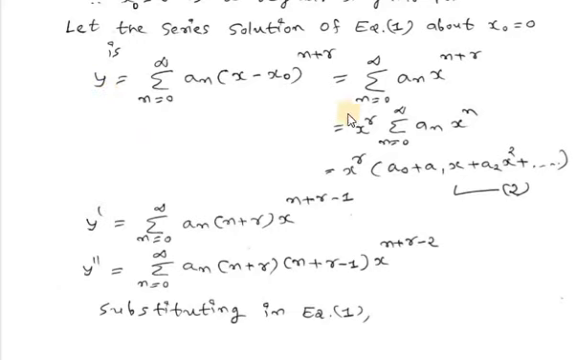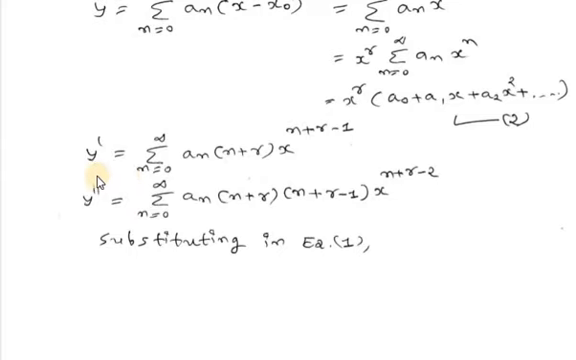the derivative of this equation y, that is x^r sigma n equals 0 to infinity a_n x^n. It means we will consider this form. Now the derivative of y is y dash, and the derivative of this term will become sigma n equals 0 to infinity a_n as it is, and the derivative of x^(n+r) will be (n+r) into x^(n+r-1).